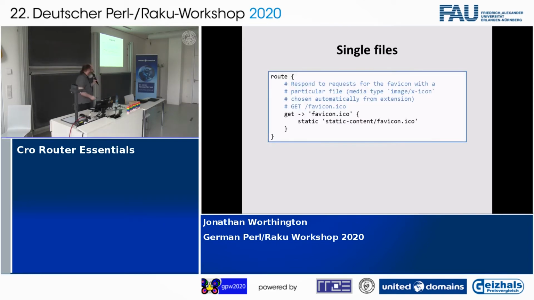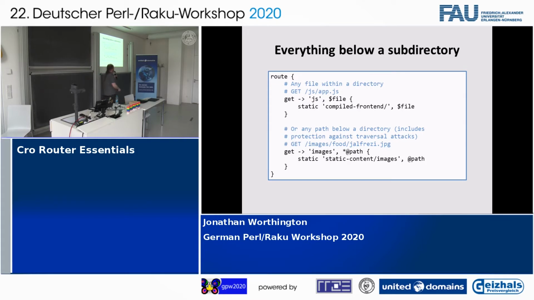Okay, let's serve static content. That sounds exciting. So, single files. You say static, and then you name the file that you want to serve. And it will look at the file extension of this, and it will automatically map it to a suitable content type as well. It's got a huge directory of those bundled.